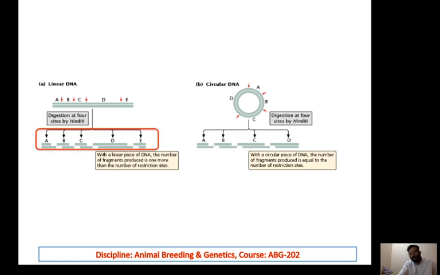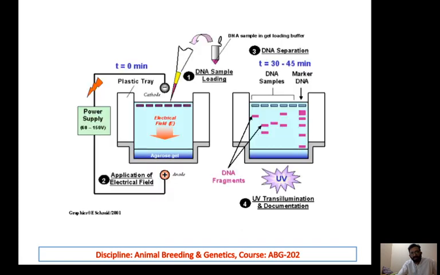So that means there could be more than one recognition and cutting site. Here in this case there are 4 cutting sites in the circular DNA for HindIII. Okay, then these fragments are run down the gel. From the tube they are transferred to the gel and they run from negative to positive, as the DNA has a negative charge, so it is attracted to the positive charge and runs on the gel.